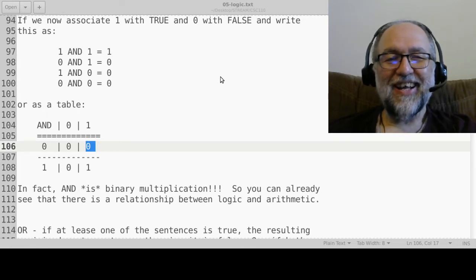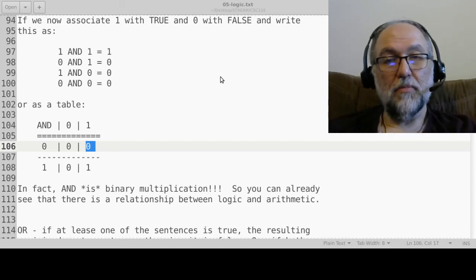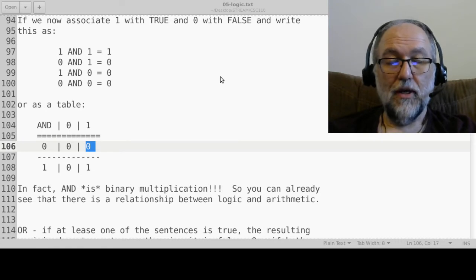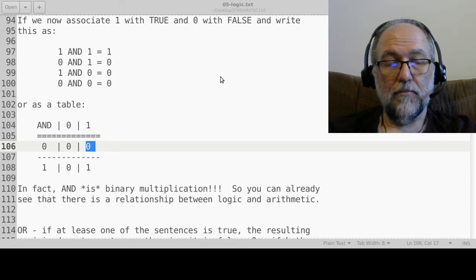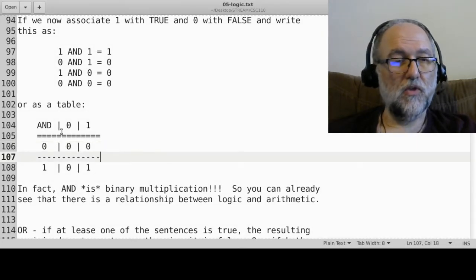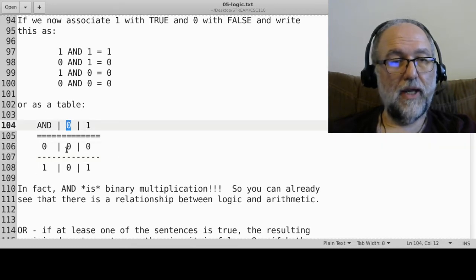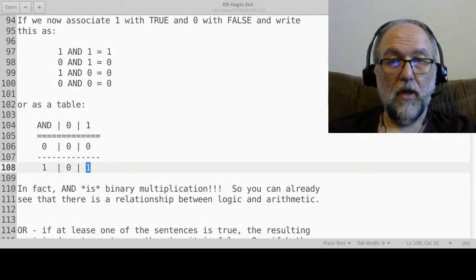And so you might not have realized this, but binary logical AND is the same as binary multiplication. There's our first connection between logical operators and arithmetic, binary arithmetic. So remember how multiplication works. 0 times 0 is equal to 0, 0 times 1 is equal to 0, 1 times 0 is equal to 0, and 1 times 1 is equal to 1. Only if you've got both 1s do you get 1 when you multiply them together.